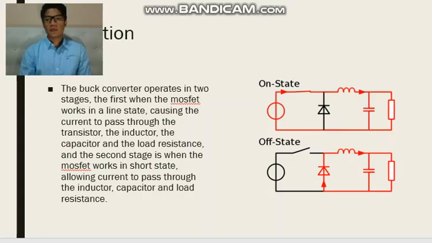The first one is the on state, and the second one is the off state. It is on state when the current passes through the transistor, the inductor, the capacitor, and the load resistance. And when it is off state, the current just passes through the inductor, the capacitor, and the load resistance.